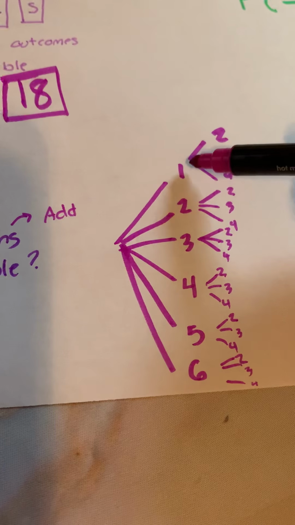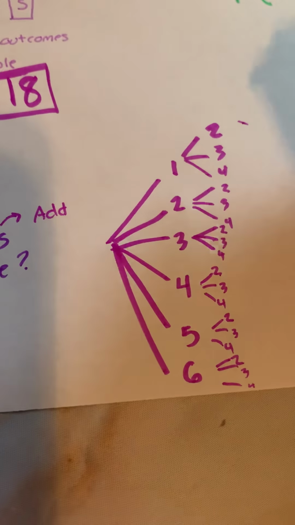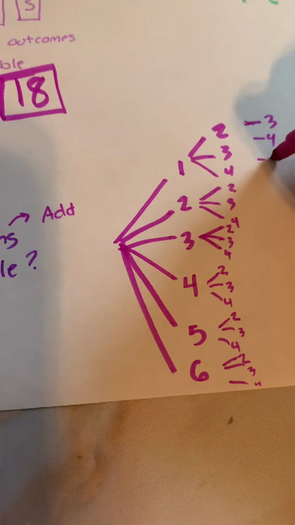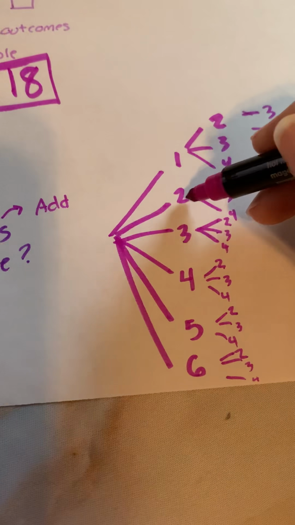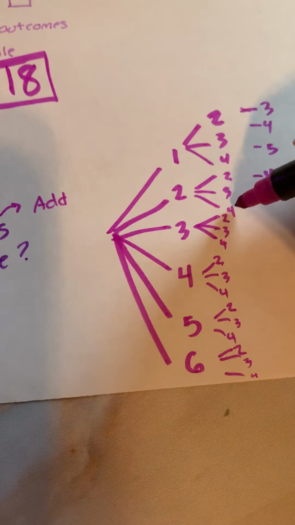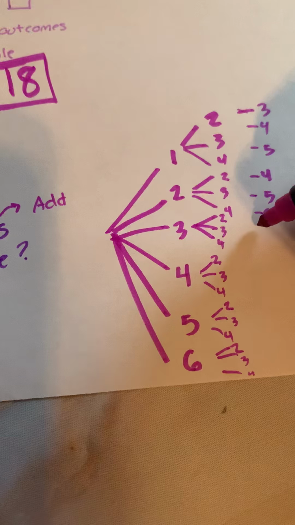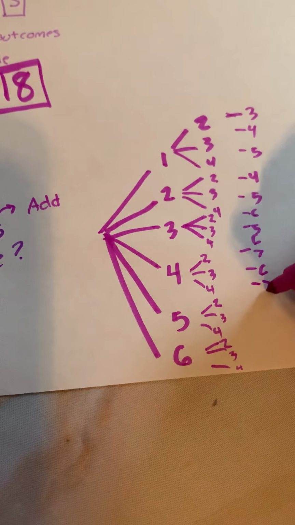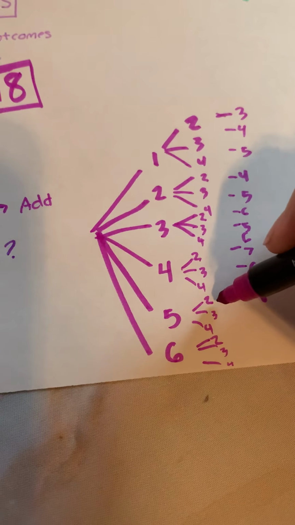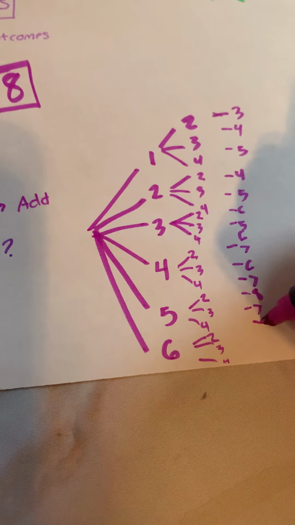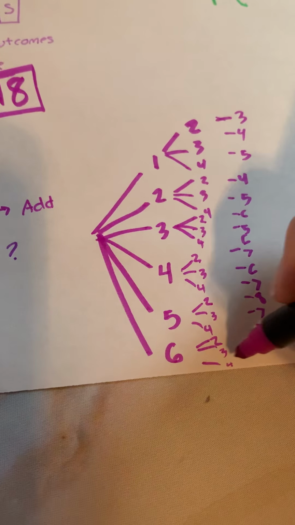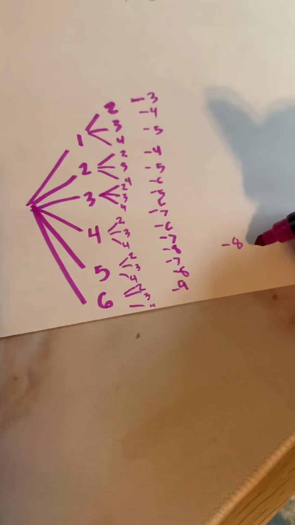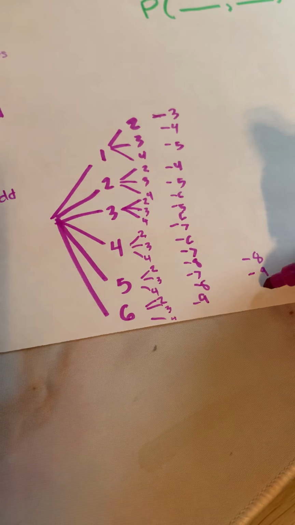Then we have to find the sums by adding. 1 plus 2 we get 3. 1 plus 3 is 4. 1 plus 4 is 5. 2 plus 2 is 4, 5, 6. 3 plus 2 is 5, 6, 7. 4 plus 2 is 6, 7, 8. 5 plus 2 is 7, 8, 9. I ran out of room, so I'll put these 3 over here. 6 plus 2 is 8. 6 plus 3 is 9. 6 plus 4 is 10.